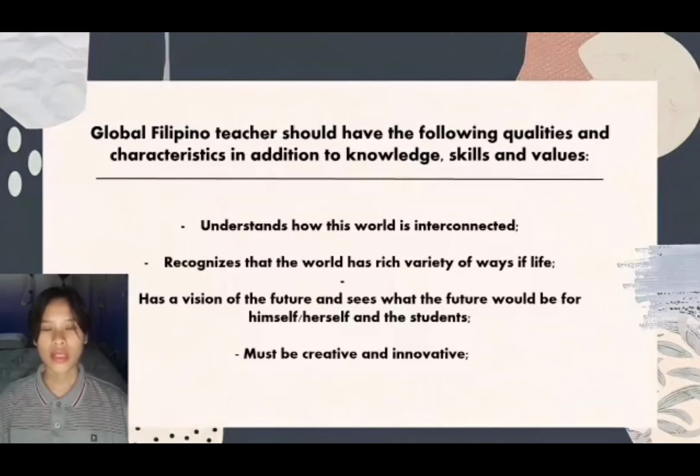Next is must have depth knowledge and must possess good communication skills. For Filipino teachers, can be multilingual. We all know that effective communication skills are necessary for others and yourself to comprehend information more precisely and swiftly.